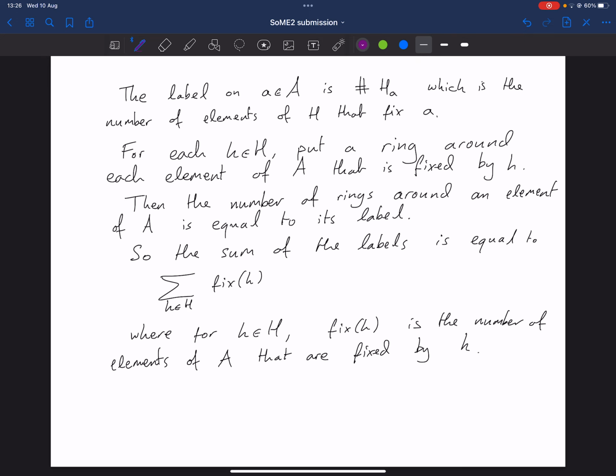So this total of all of the labels in our diagram, we can also write as this sum over the elements of our subgroup H of fix h, where fix h is the number of rings we draw when we're thinking about that particular element, or in other words, the number of elements of A that are fixed by little h.